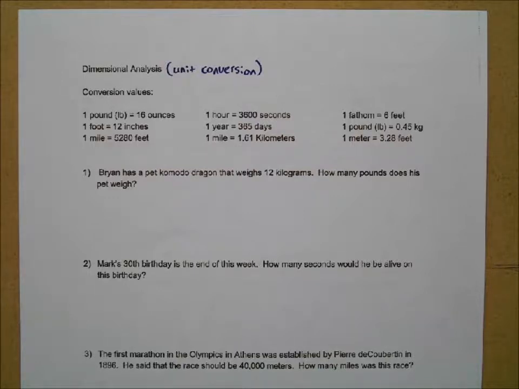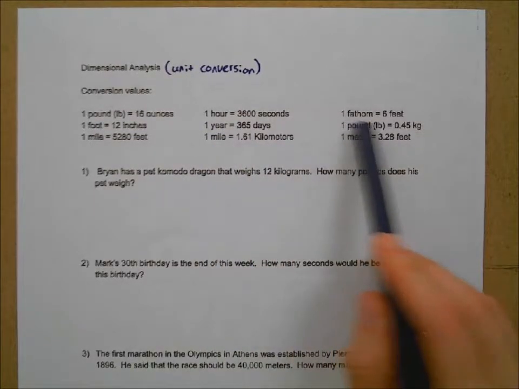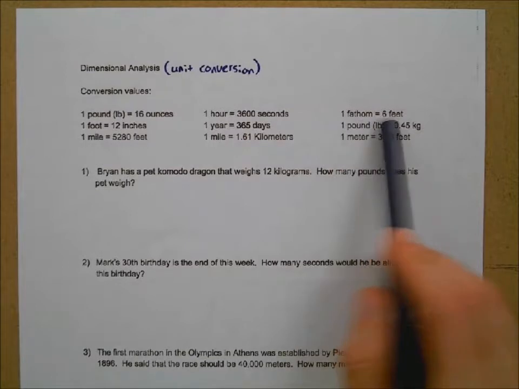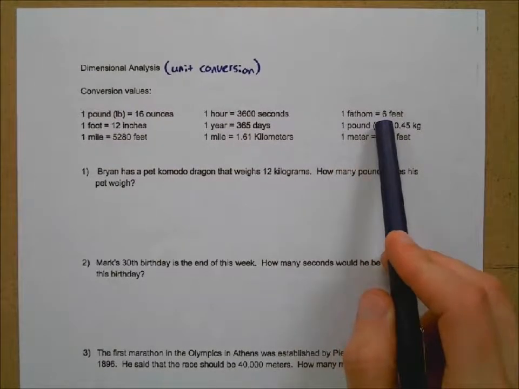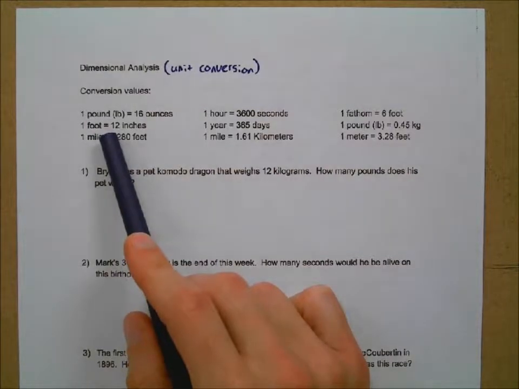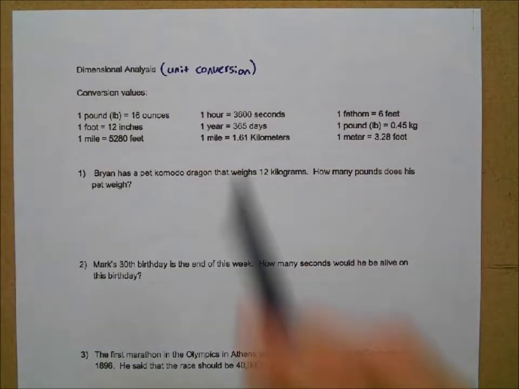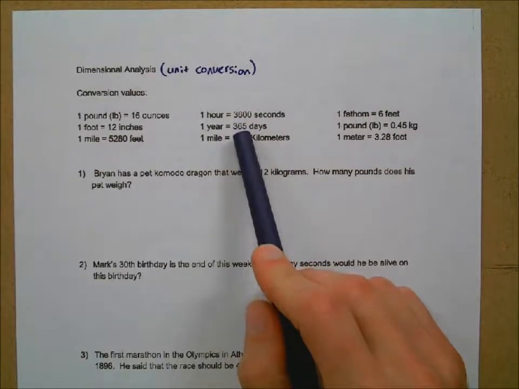Anyway, we see some other conversions here. A fathom is a unit of measuring that you normally see in nautical settings, on the sea or on the water. Then 1 foot equals 12 inches, which you already used earlier in the warm-up. 1 year is 365 days, and really that's an estimate, an approximation.